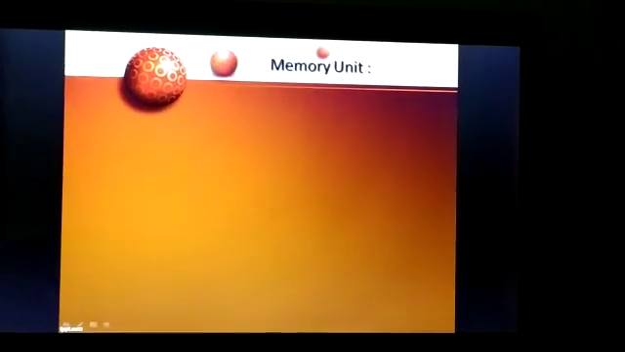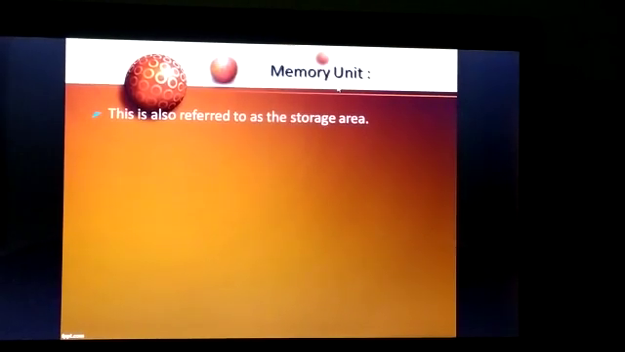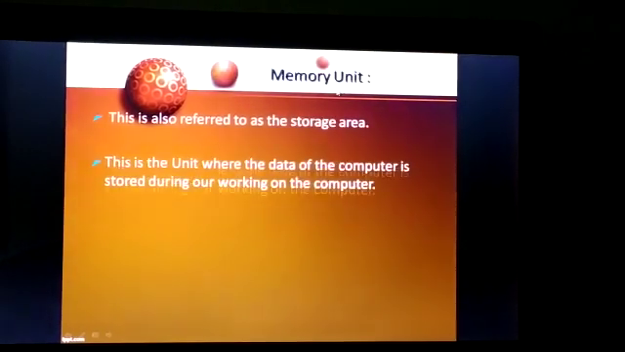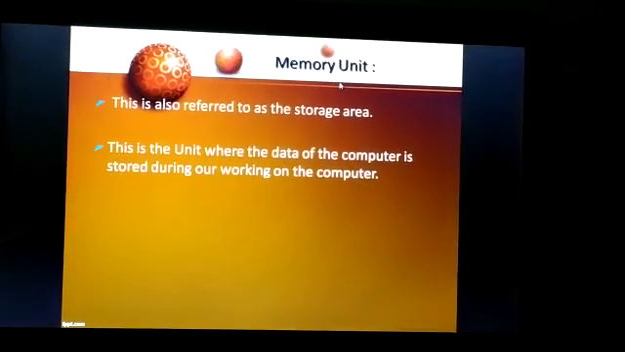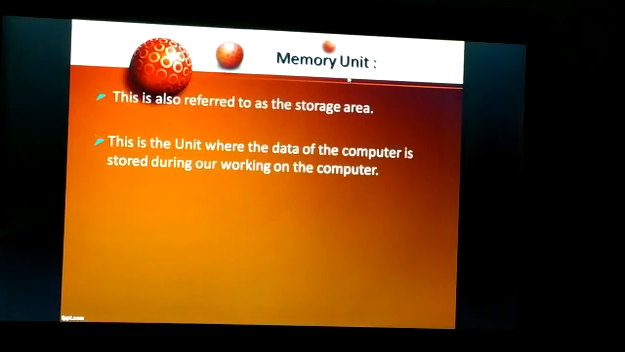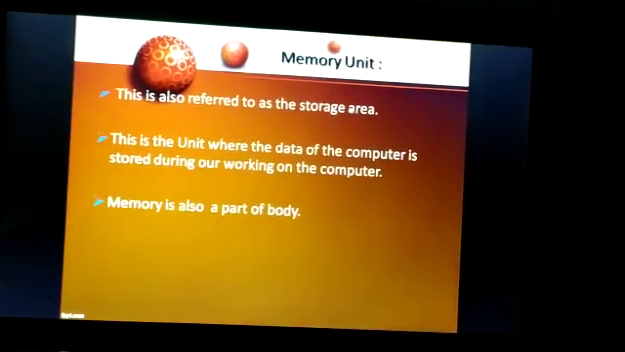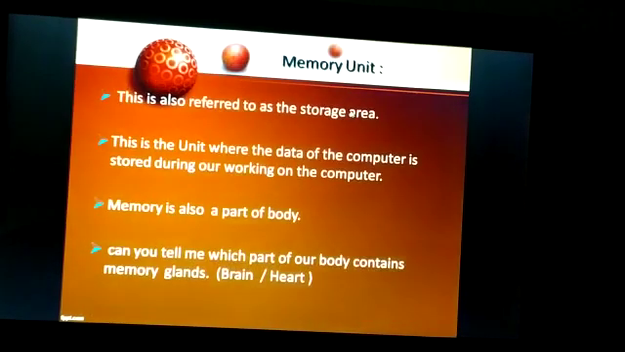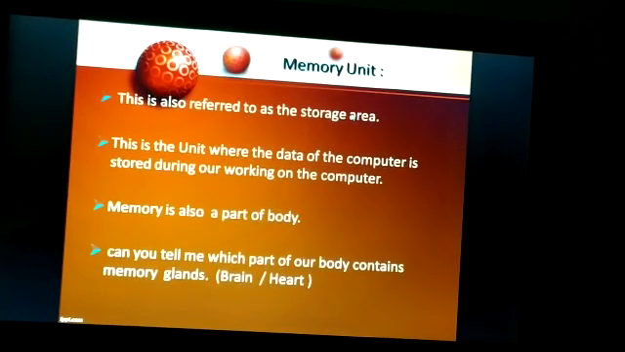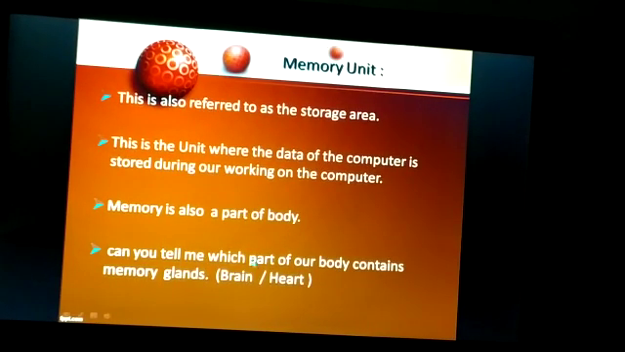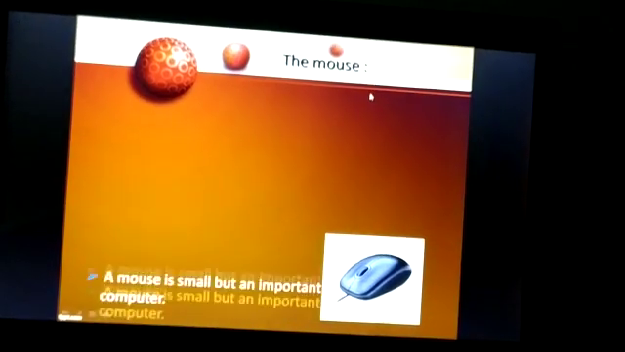Now, second one is memory unit. This is also referred to as the storage area. This is the unit where the data of the computer is stored during our working on the computer. Memory is also a part of body. Can you tell me which part of our body contains memory: glands, brain or heart? Answer is brain.